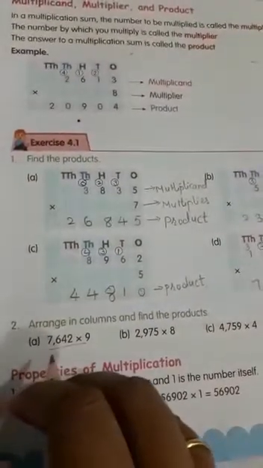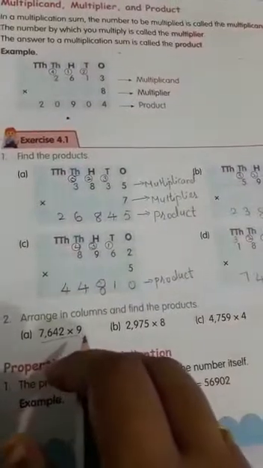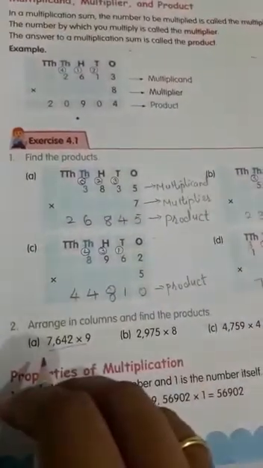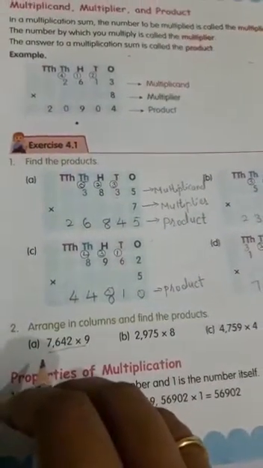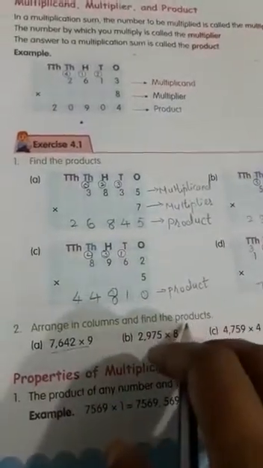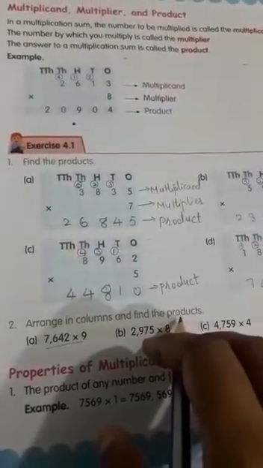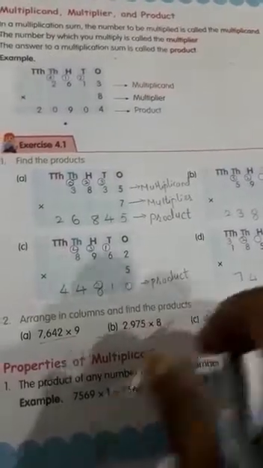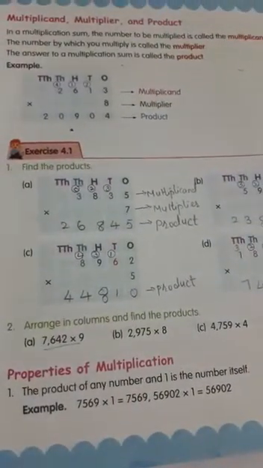First question, 7642 into 9. So what do we have to do? Firstly, we have to arrange this in columns and find the product. What is meant by product? Product is nothing but multiplication. So let's get started.